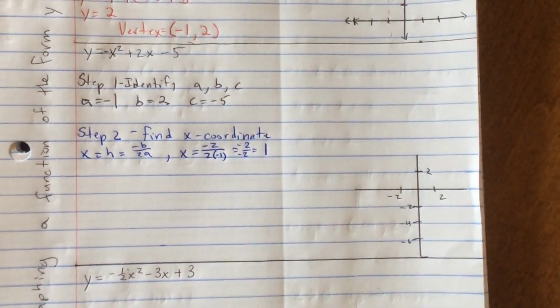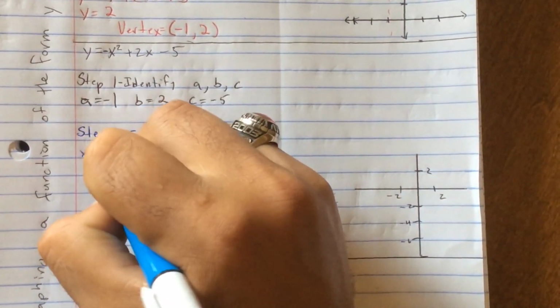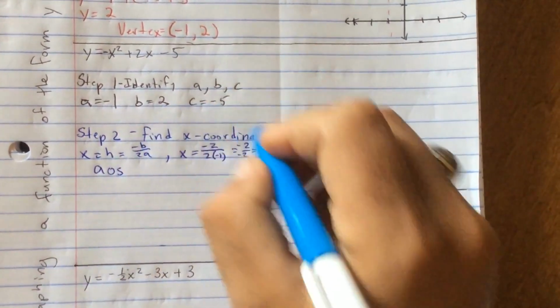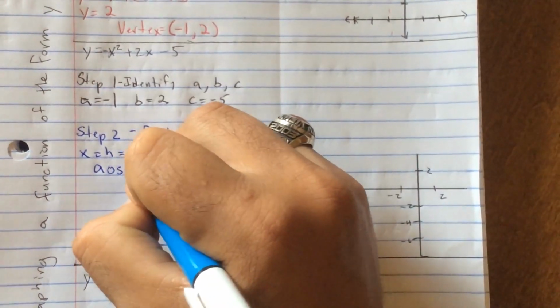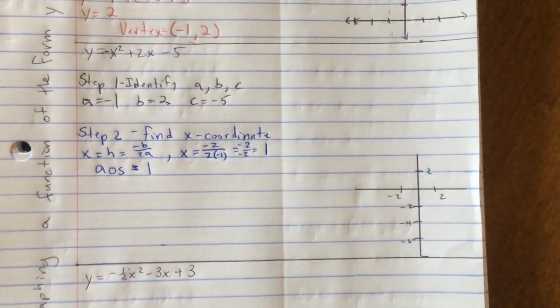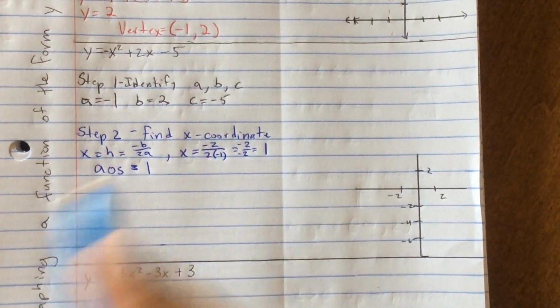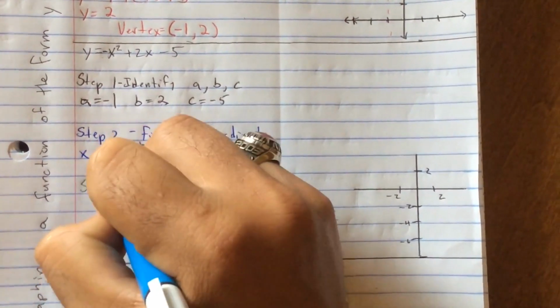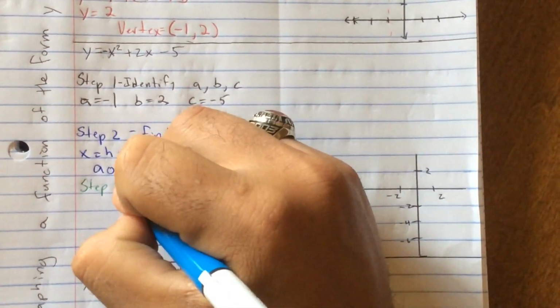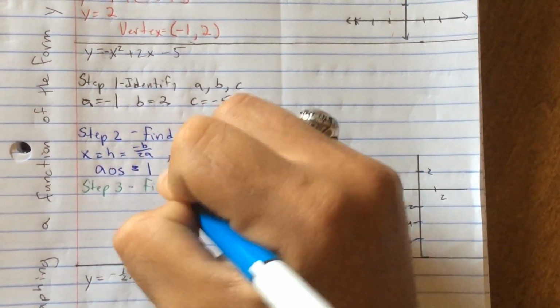Okay, so remember, this is also our axis of symmetry, because this is going to be the first part of our vertex. So our axis of symmetry is also going to be equal to 1. Now we're going to go to our step 3, which is to find the y coordinate.